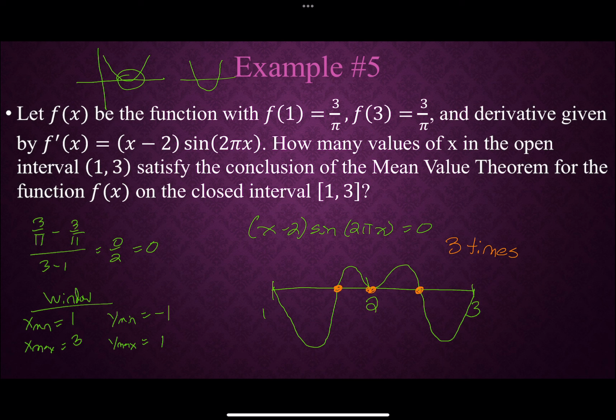The fact that it's 0 at 1 and 3 is not relevant, because the question says how many values of x in the open interval satisfy. All we care about is that it's continuous on the closed interval, so 1 and 3 exist, but it's the open interval we're looking at. So we're not caring that it's 0 at 1 and 3, only everywhere in between. All right, so that's our mean value theorem.